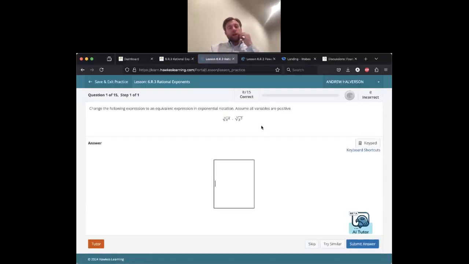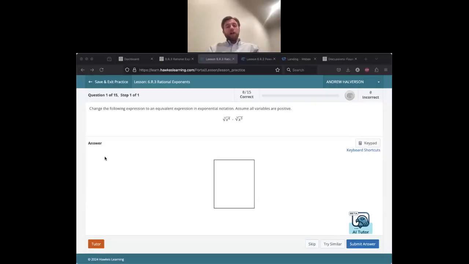So let's see what we got. Let's start off with something. Notice what we have here is the cube root of x to the 4th times the cube root of x to the 5th. Do y'all see that? It's the cube root. The little 3 sitting on the ledge tells us it's the cube root.